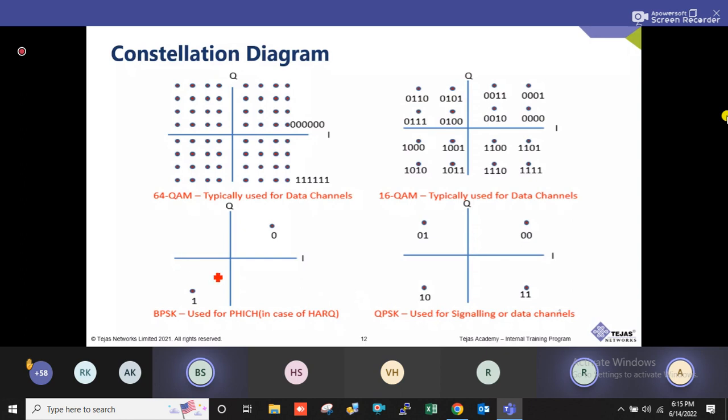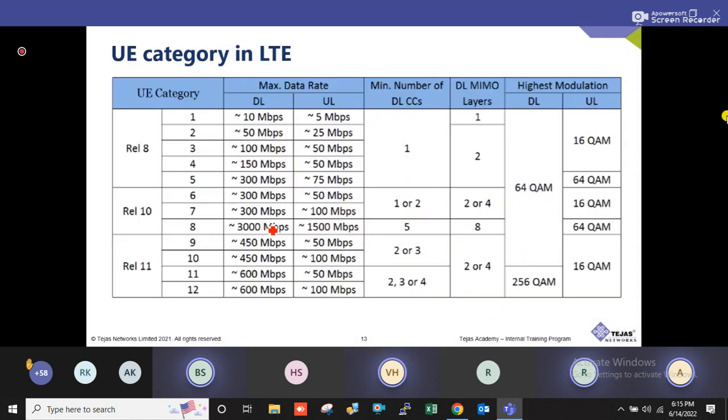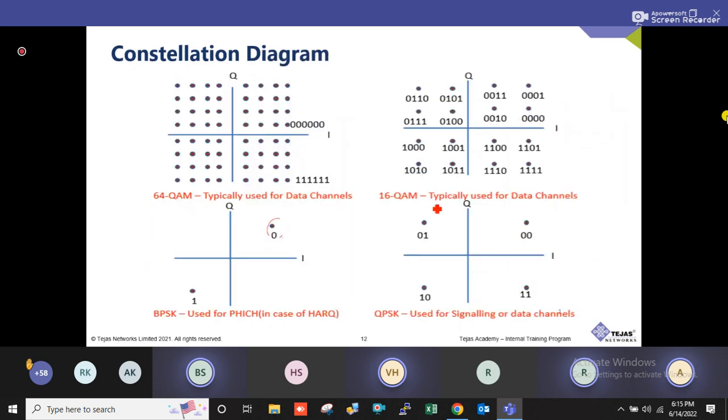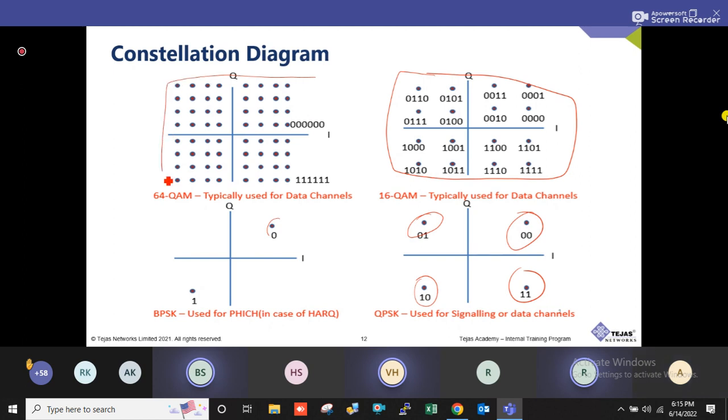Same thing, the constellation diagram they have shown here. If it is a single bit, it is BPSK modulation, typically used for PHICH configuration. QPSK, 2 bits, 4 combinations. You can see here 4 combinations. 16 QAM, you can see here 4 bits, 16 combinations. And 64 QAM, what we have is 6 bits, 64 different combinations. So typically we call this the constellation diagram.